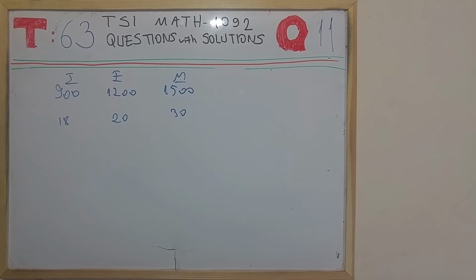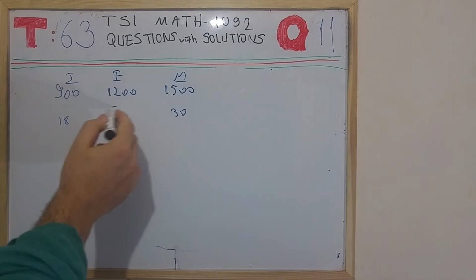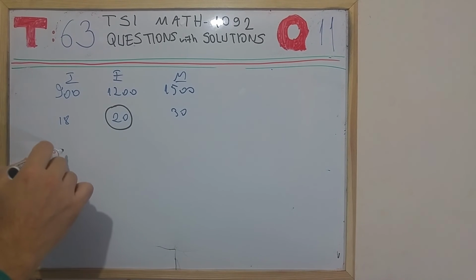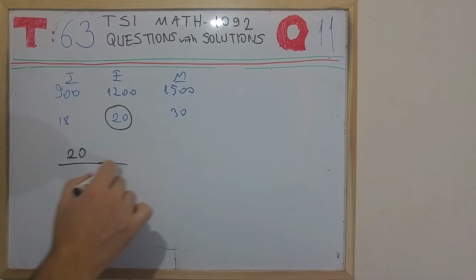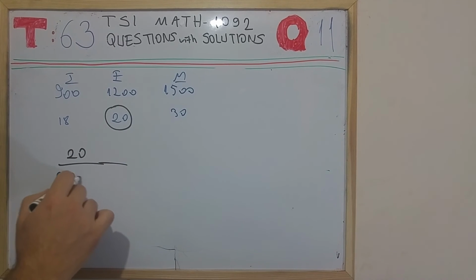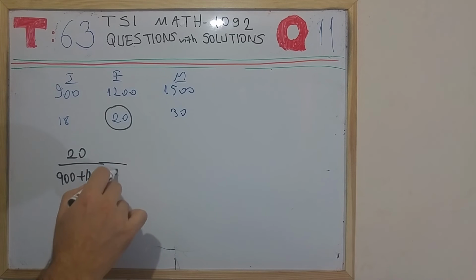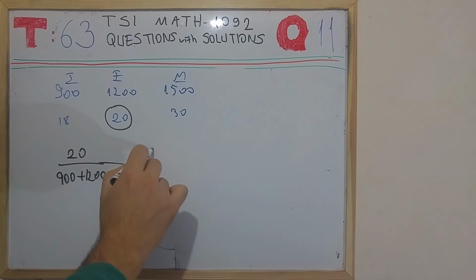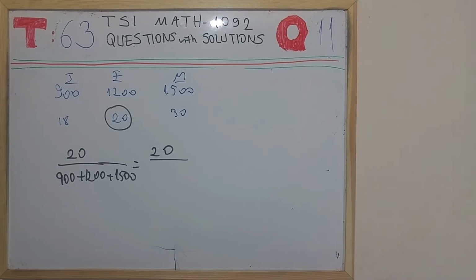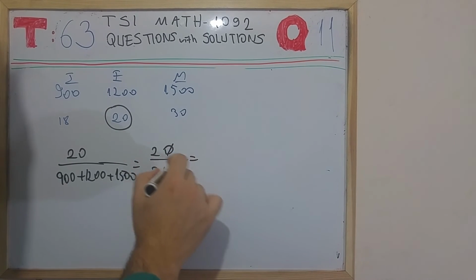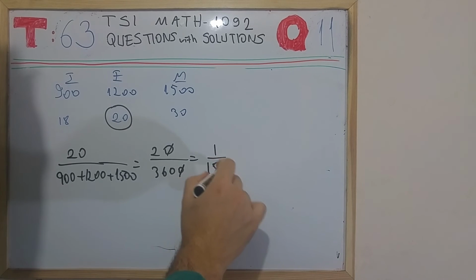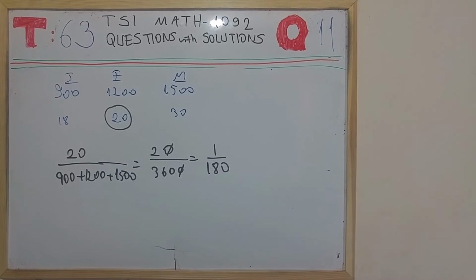Probability of a randomly selected book being a faulty book printed in February. So that probability is 20, because there are 20 faulty books printed in February, and the entire number of books is equal to 900 plus 1200 plus 1500, and that is equal to 20 over 3600, which is equal to 1 over 180.